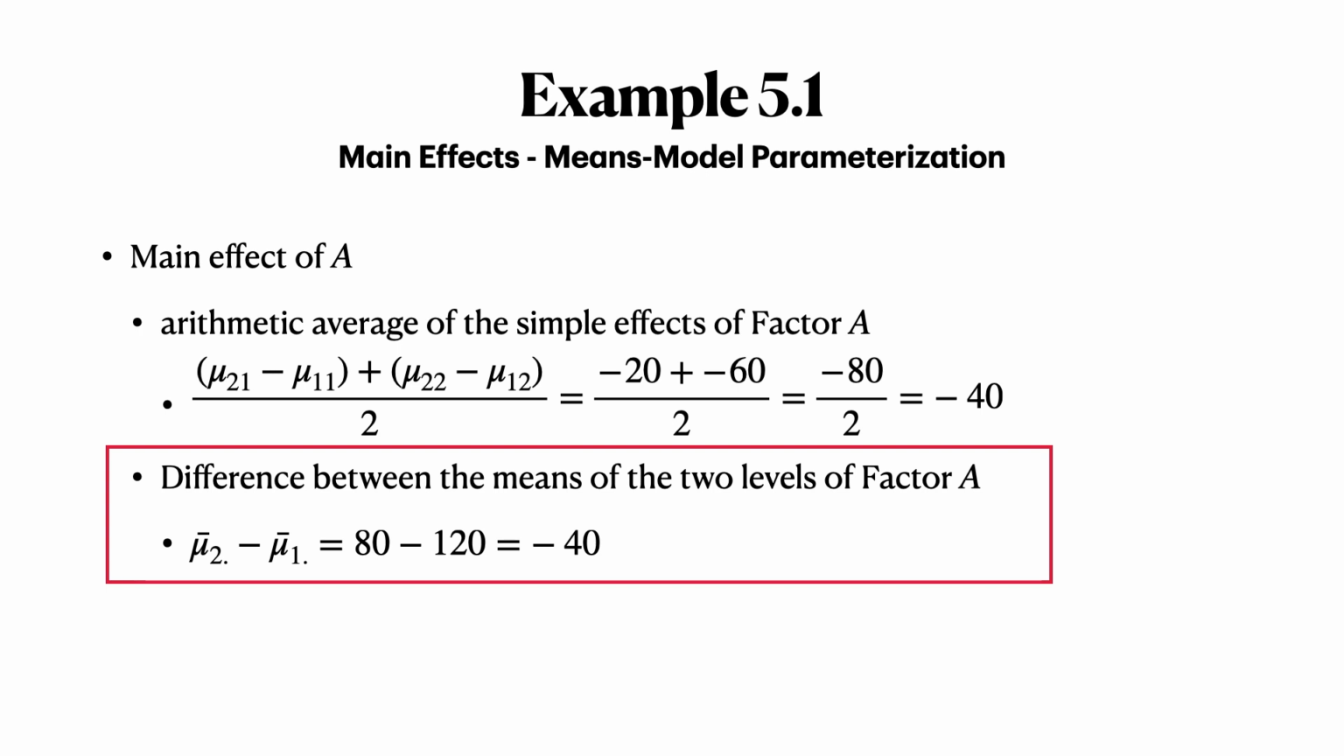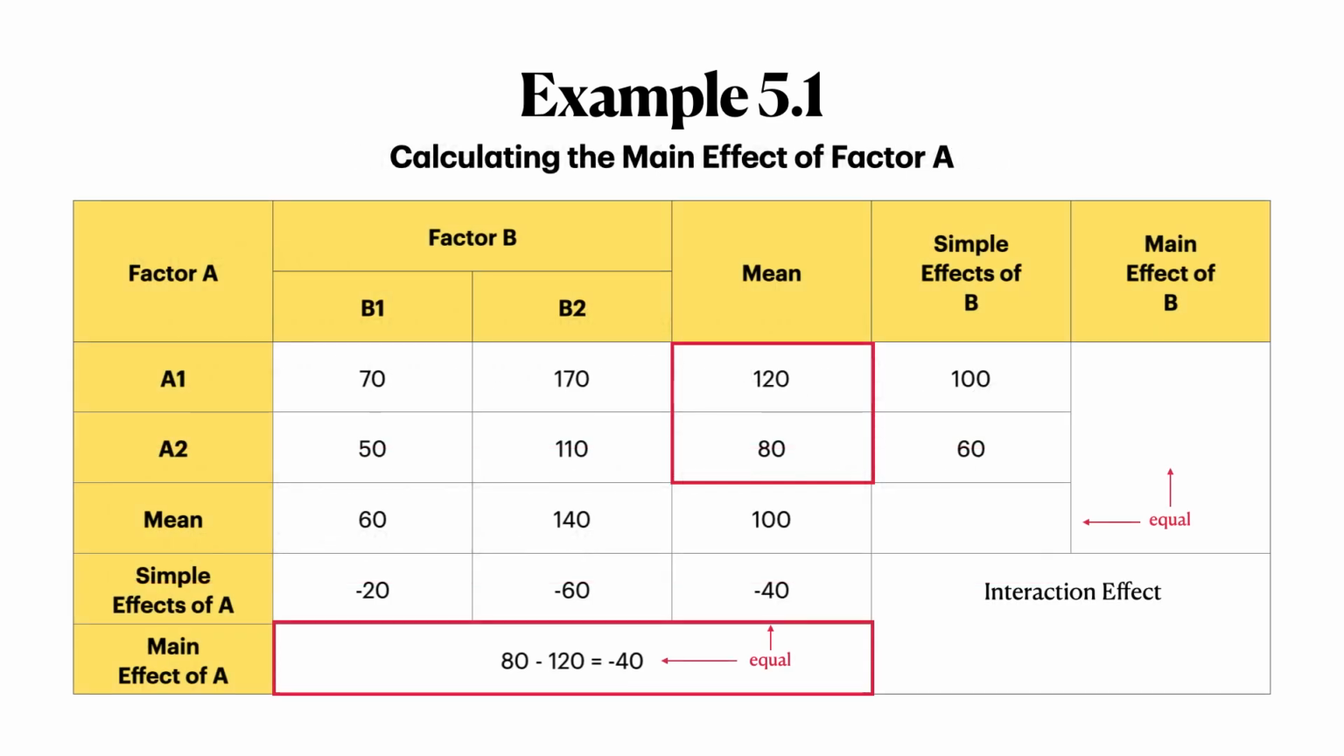Now, we can also calculate the main effect of A as the difference between the means of the two levels of factor A. So mu bar 2 dot minus mu bar 1 dot, which would be 80 minus 120, and that gives us, again, negative 40. Now, looking in the table, we're going to be taking the difference between the values 80 and 120 that I've got shown here in the table, and we're going to put the difference here in the bottom row that is labeled the main effect of A. Now, when we do that, we see we get negative 40, and so you can see the two values, negative 40, calculated both ways. And so we have two ways for calculating the main effect of A.